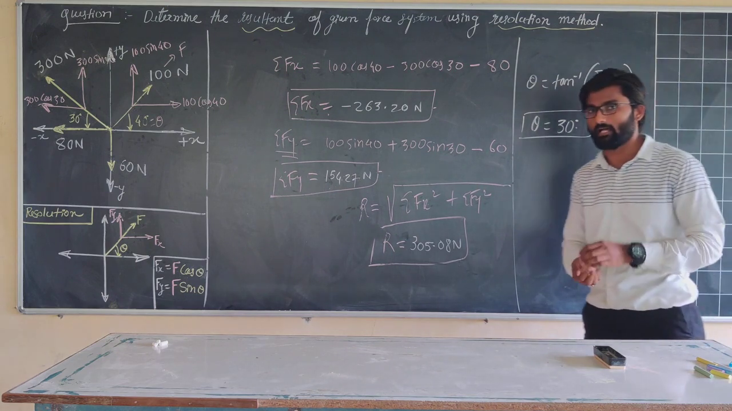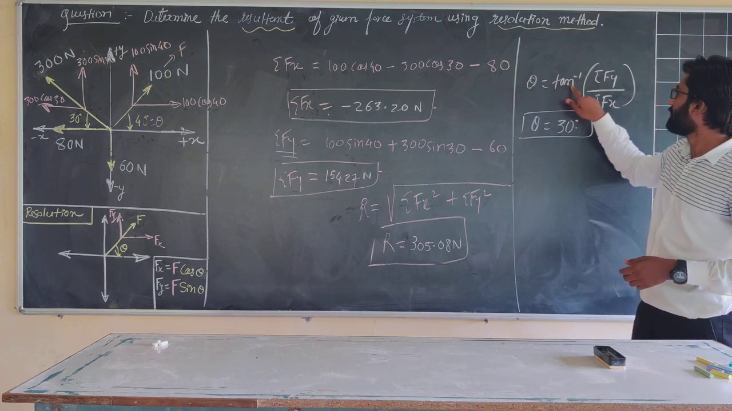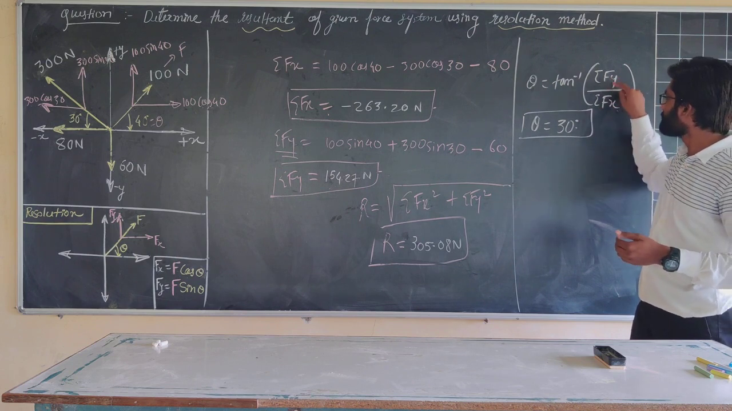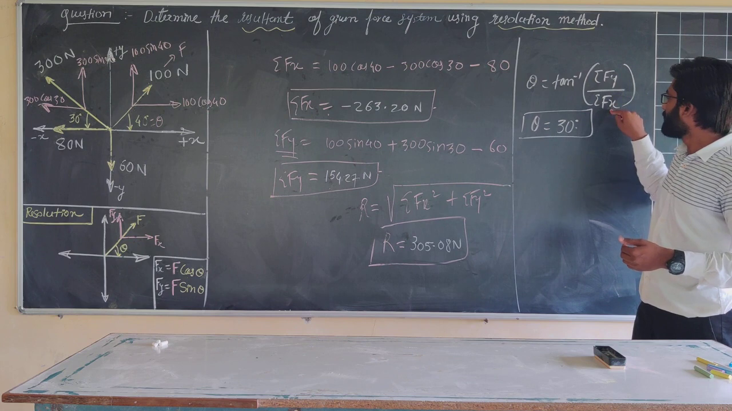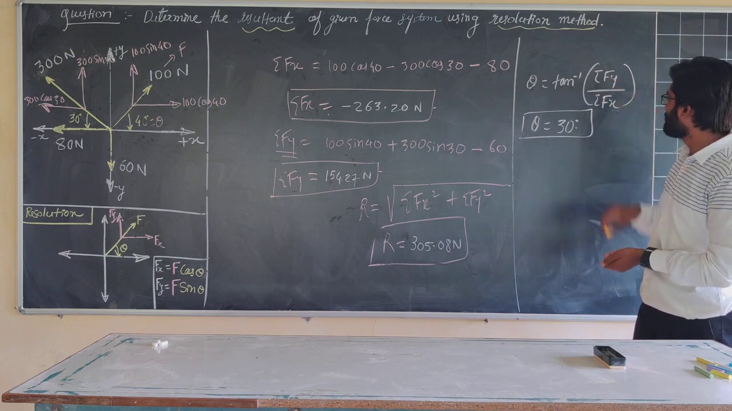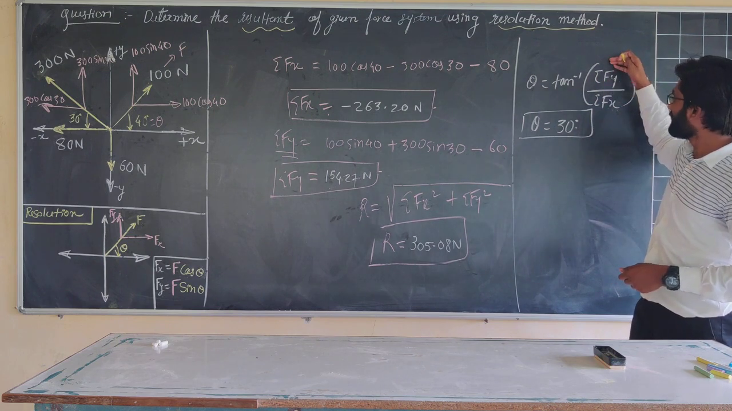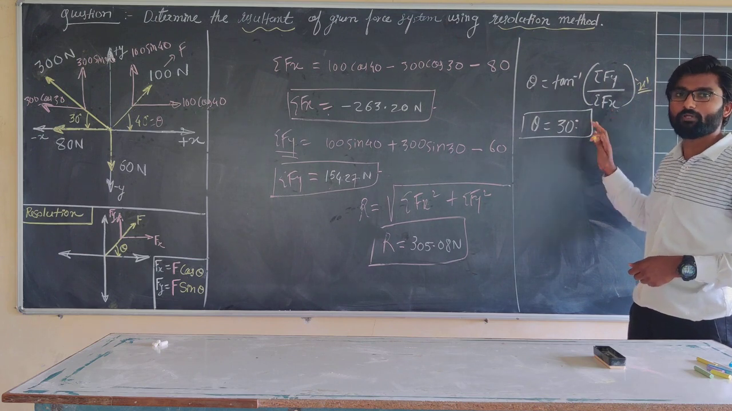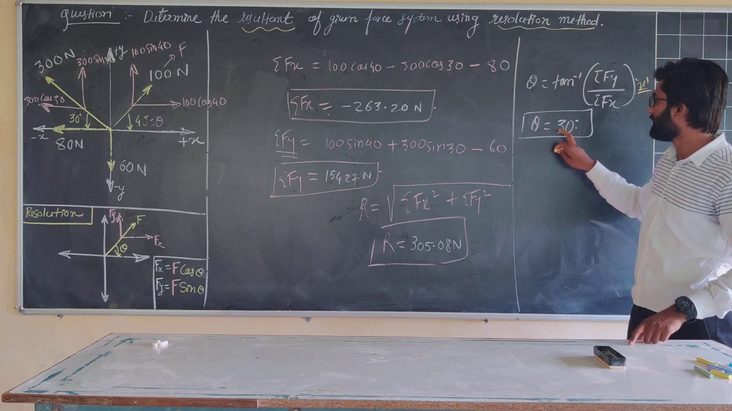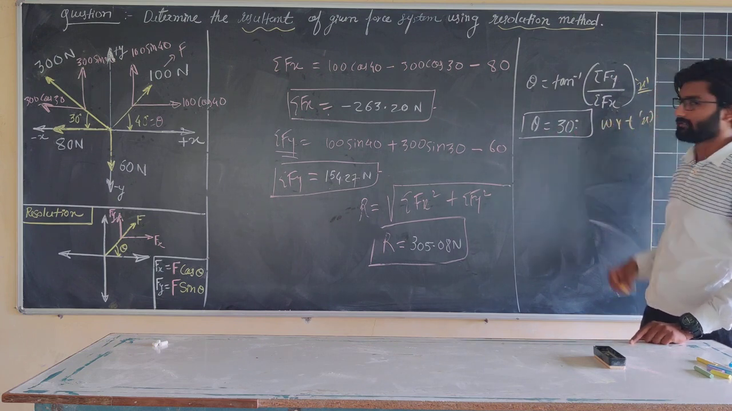Now further we have to find its direction also, that is, at what particular angle it is acting at that point. For that the formula is tan inverse of summation of Fy by summation of Fx. When the numerator is summation of Fy and the denominator is summation of Fx, the angle is with respect to x-axis. If you take summation of Fx by summation of Fy, then the angle will be with respect to y-axis. Using this, we get theta as 30 degrees with respect to x-axis.